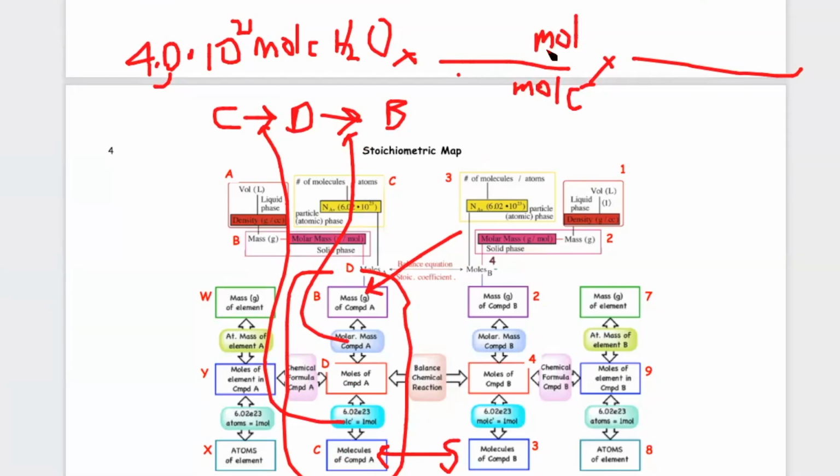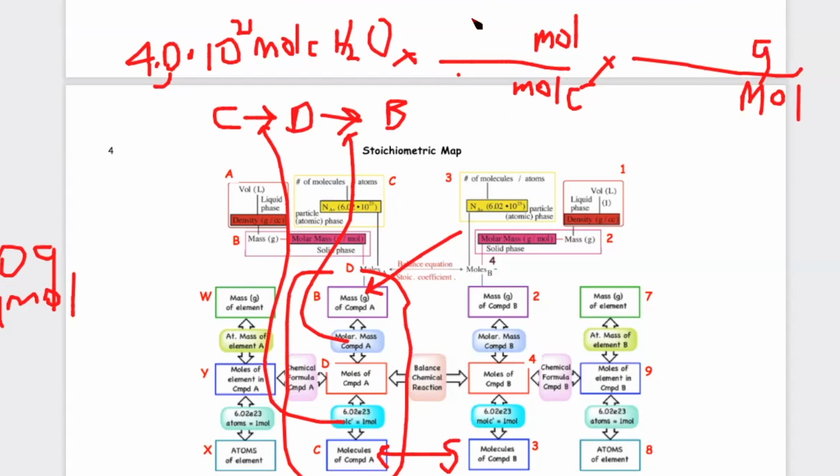I have moles of water here. The next one is the molar mass of water. I know that the molar mass of water is 18.0 grams equals 1 mole. So mole is going to be on the bottom. See how I have moles here? Moles got to be on the bottom here. And then grams is going to be on top. Dimensional analysis.